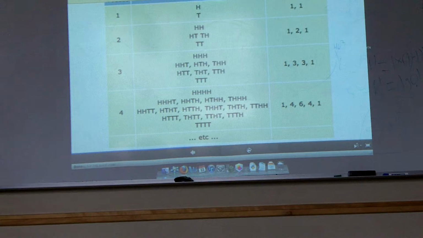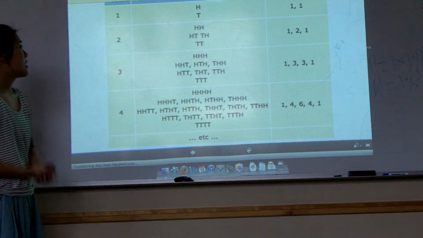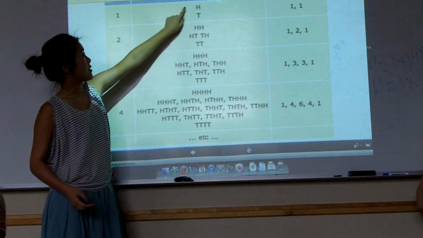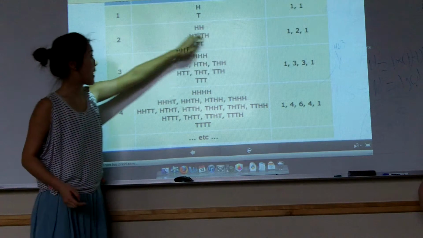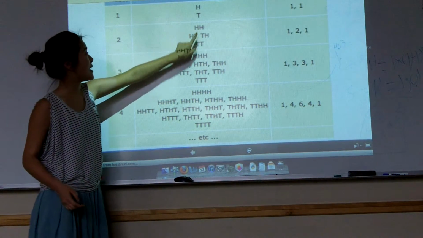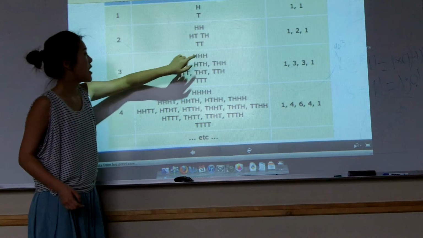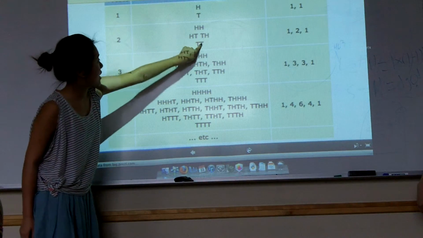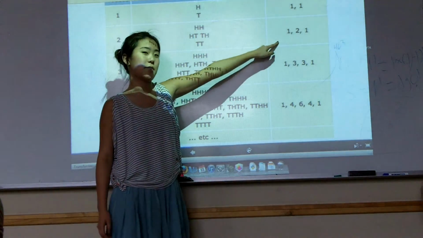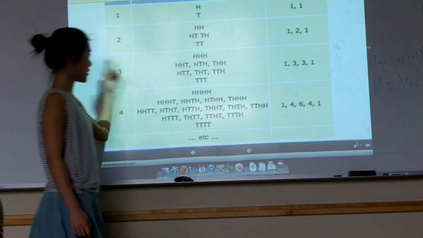So if you had a coin, heads or tails, the first combo would be 1 heads, 1 tails, which is 1, 1. And then the second combination you can have is heads, heads, or heads, tails, or tails, heads, or I believe this is tails, tails. And that's another row in Pascal's triangle, 1, 2, 1. And so on and so forth.